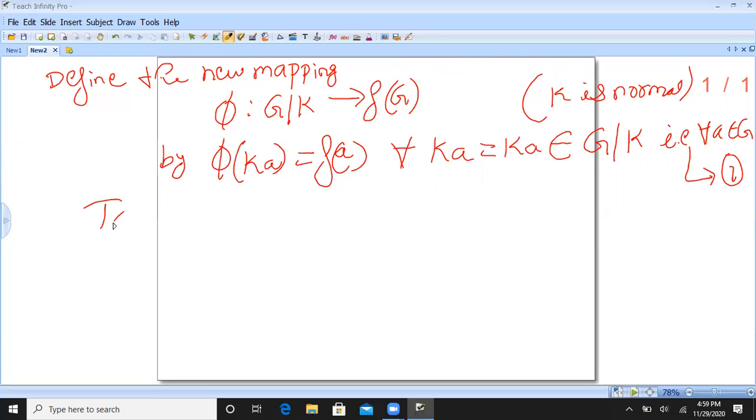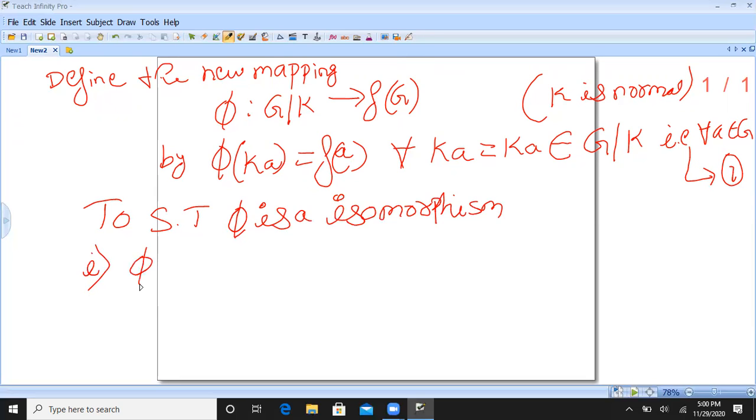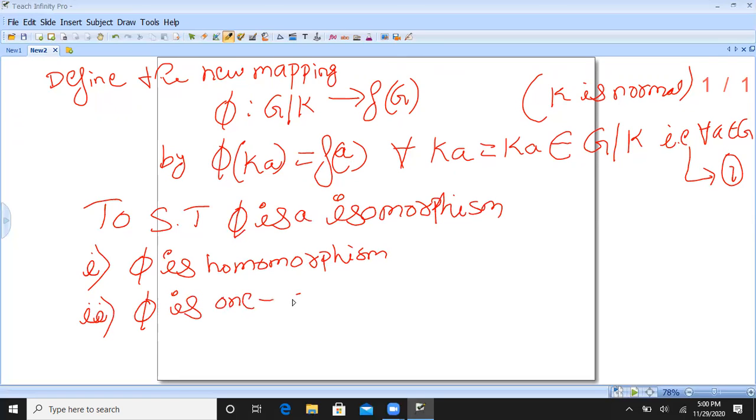To show that phi is an isomorphism, what we shall prove is: first, phi is a homomorphism; second, phi is one-to-one; and third, phi is onto. We have established this, and now we consider it.